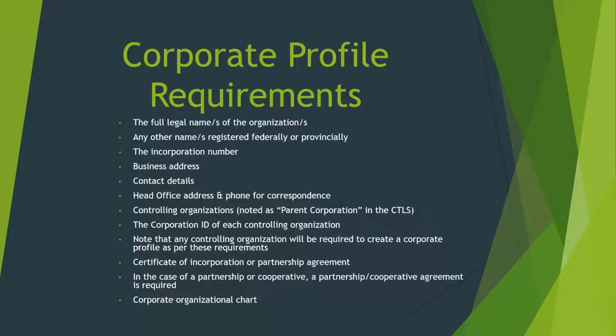There's a corporate profile requirement, and you'll have to produce the full name of the organization, any other names registered federally or provincially, the incorporation number, business address, contact details, head office address and phone for correspondence, not the personal applicant's name, controlling organizations, corporate ID of each controlling organization, and certificate of incorporation or partnership. And in the case of a partnership or cooperative, a partnership or cooperative agreement. So also, a corporate organizational chart listing all the personnel in the organization will have to be created and submitted.